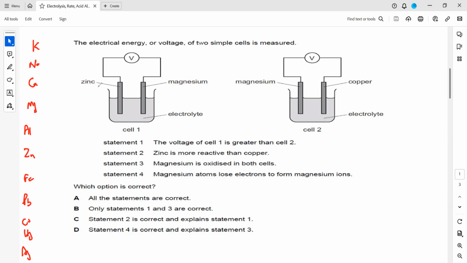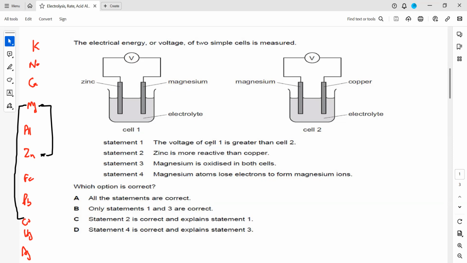So the first one we have zinc and magnesium, and the second one we have magnesium and copper. The greater the difference in the reactivity, the greater the voltage produced. We have to check which statements are correct.